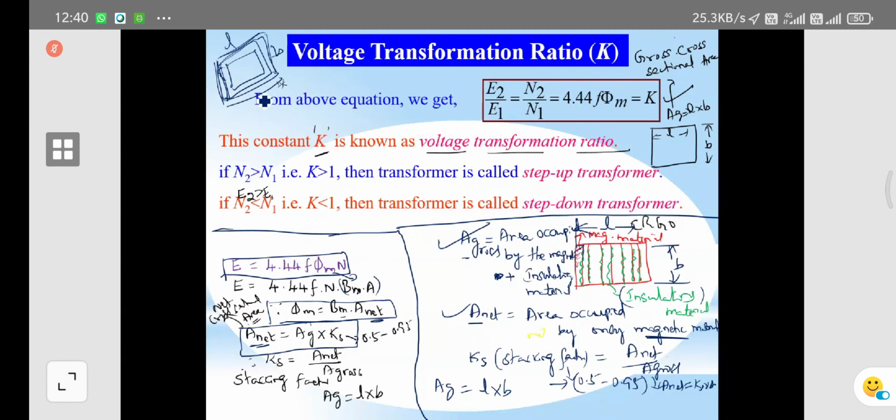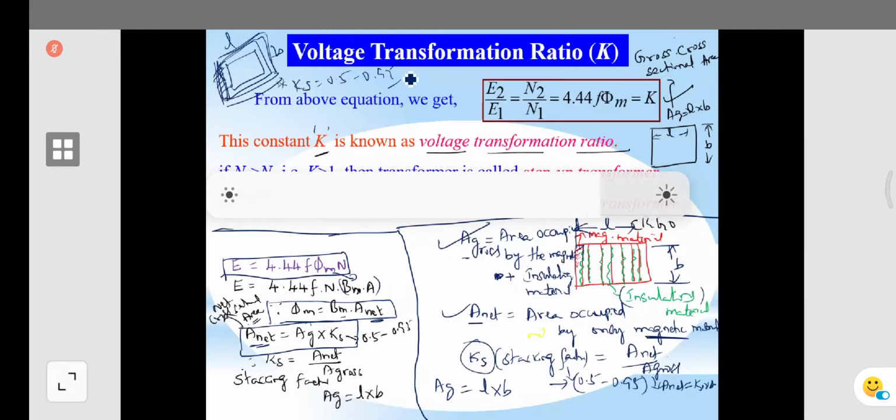The area occupied only by magnetic material is called An, the net cross section area. The ratio of net cross section area to gross cross section area is nothing but the stacking factor. The stacking factor always depends on the thickness of the laminations. The value is 0.5 to 0.95 like that. So these are all most important points.